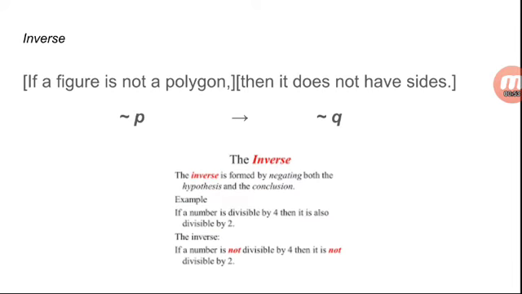So here's an inverse. An inverse is a conditional with a negation in front of it. That means it's the tilde symbol, which means not. So it's read not P, then not Q. Notice the word not is in front of the premise, which is the letters.